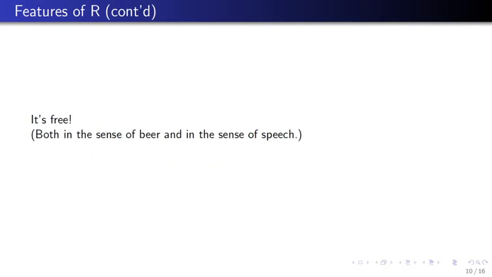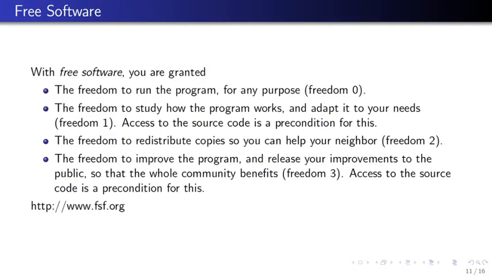Of course, probably the most critical feature of R is that it's free, both in the sense of free beer and the sense of speech. So what I mean by that is that it doesn't cost any money, so you can download the entire software from the web, and also it's free software. So I'm going to divert for a second to talk a little bit about free software. With free software, there are four basic principles, right? You have four basic freedoms. Freedom 0 is the freedom to run the program for any purpose.